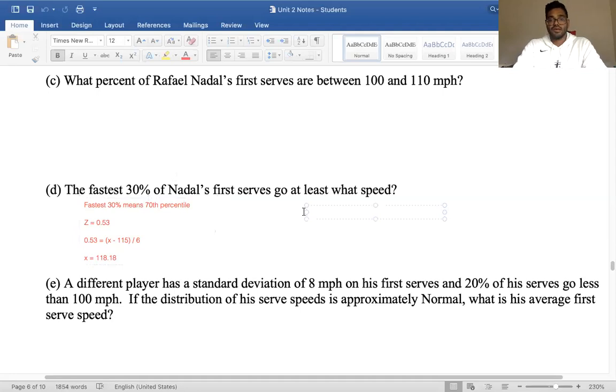And so what can I say? For Nadal's serves to be in the fastest 30%, a serve will need to go at least 118.18 miles per hour.